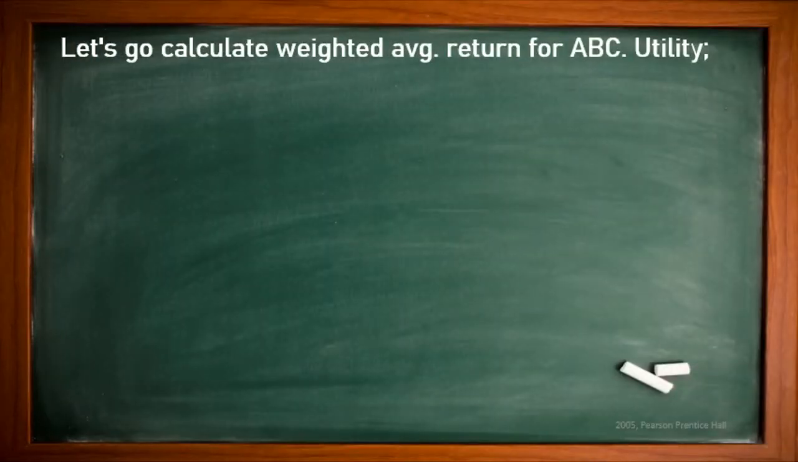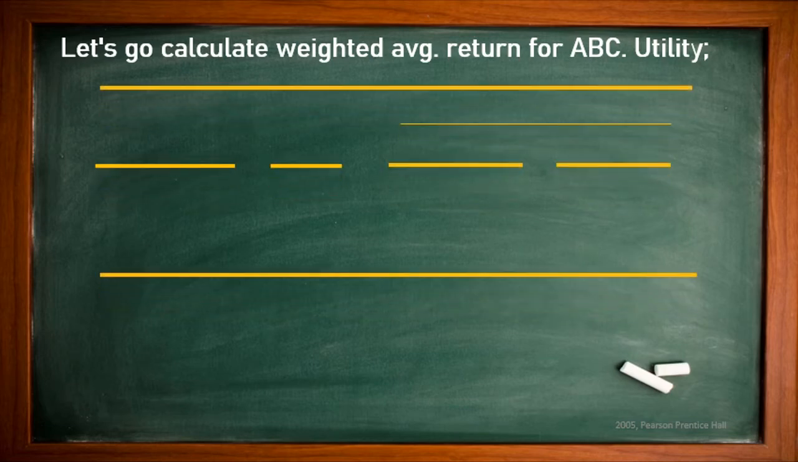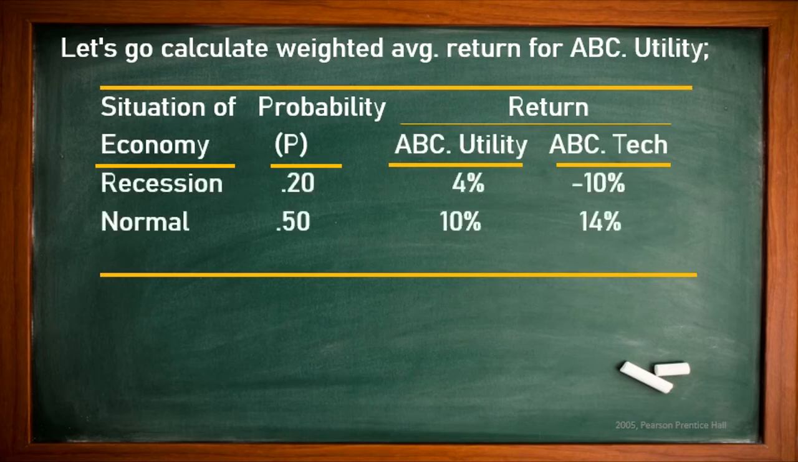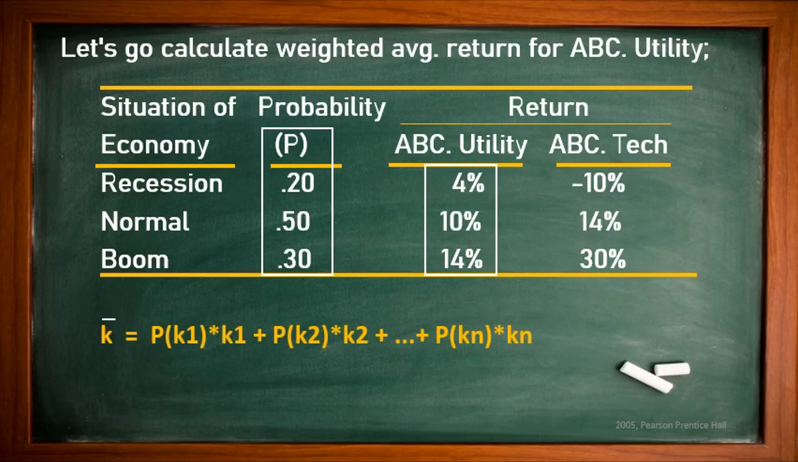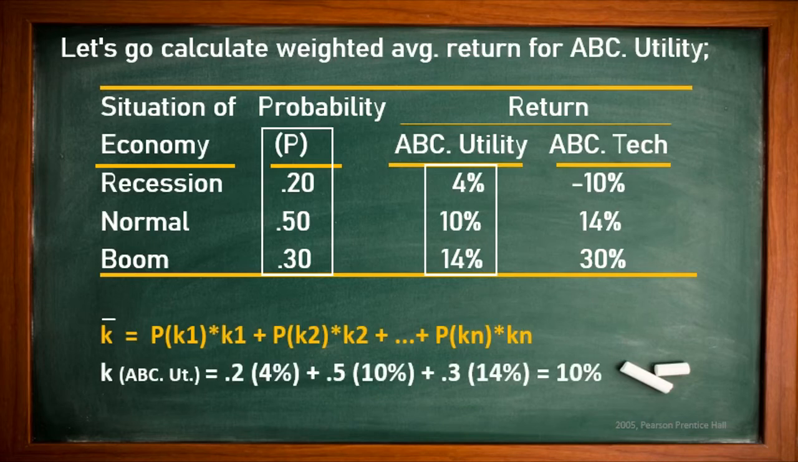Let's calculate the weighted average return for the ABC utility based company. Now we'll go for the first utility based company and try to understand what the total rate of return would be. We'll draw the same table as we discussed before. All situations are here, there is no change, but we are focusing on the probability and the return of ABC utility. Let's put these values in the given formula. So the formula is as we described before. Now we put in the values and we get the total return. It means total return is 10%. It means the average return for the utility based company is 10%.